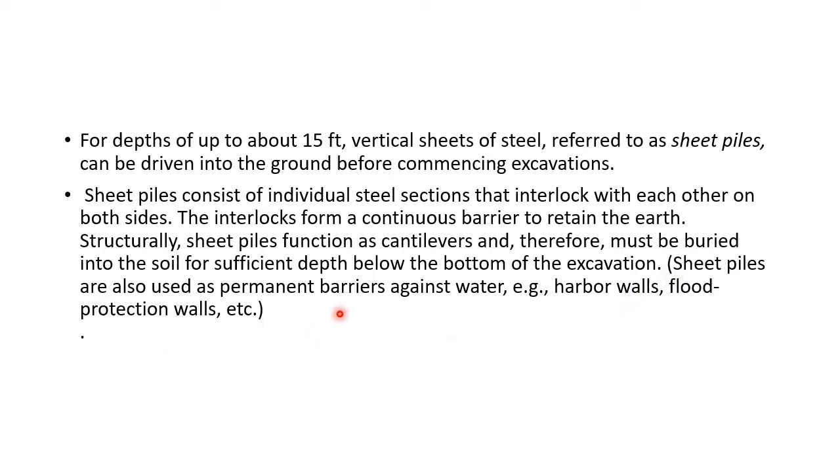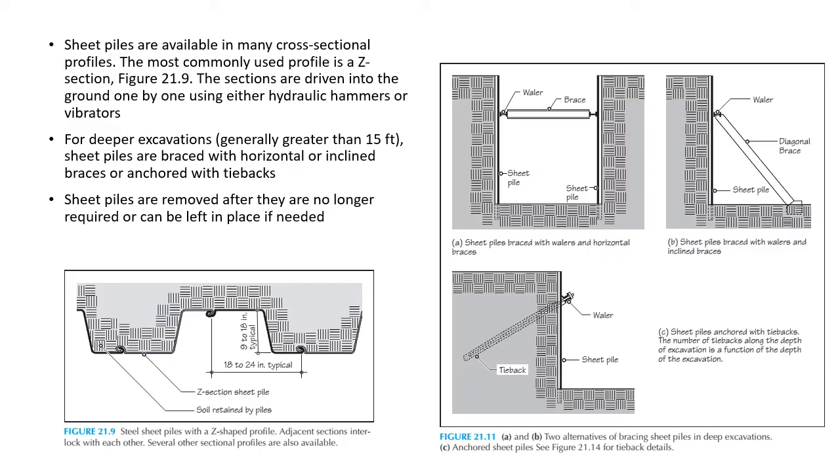Sheet piles are also used as permanent barriers against water, for example for harbour walls, flood protection walls and many others. Coffer dam pun boleh pakai sheet piles. Sheet piles are available in many cross-sectional profiles, tapi yang most common adalah Z section like this one.